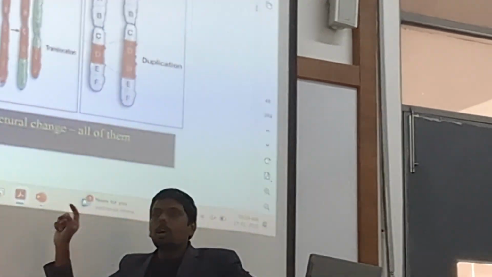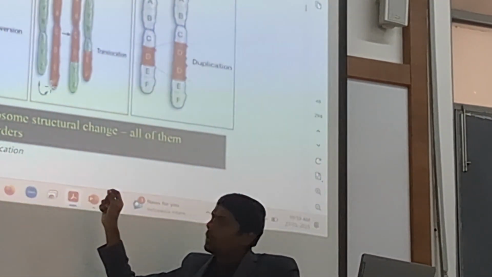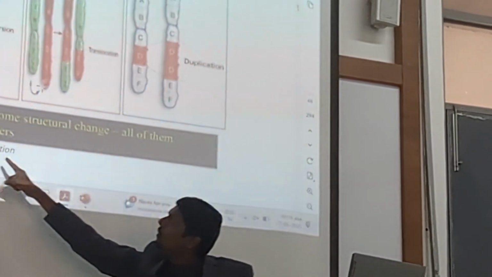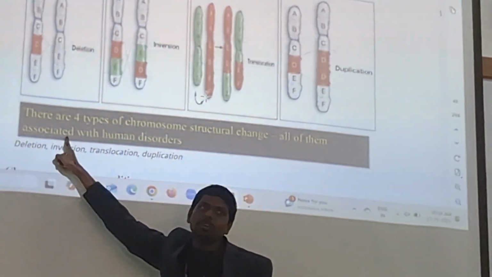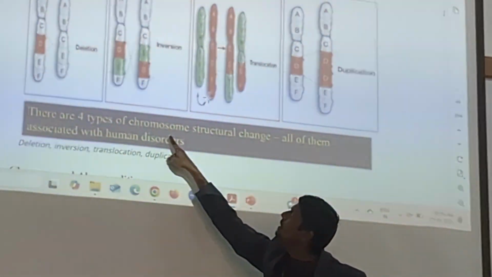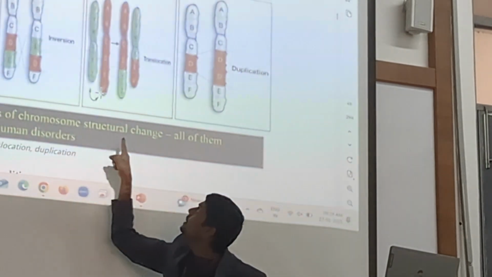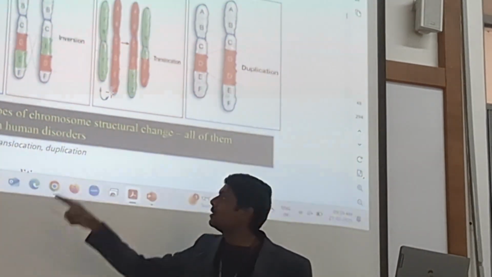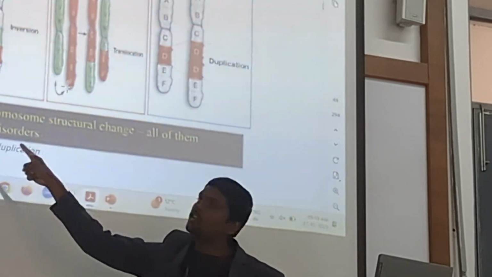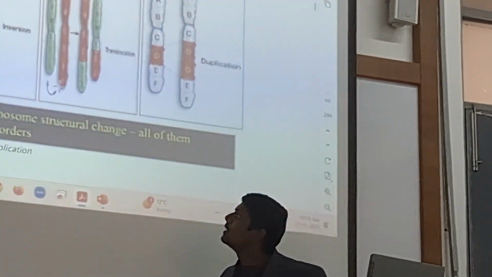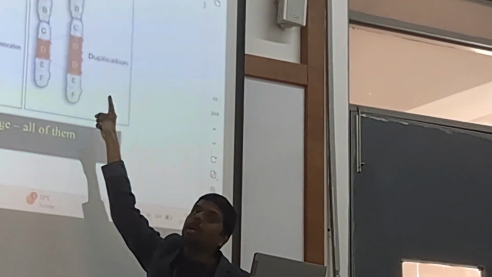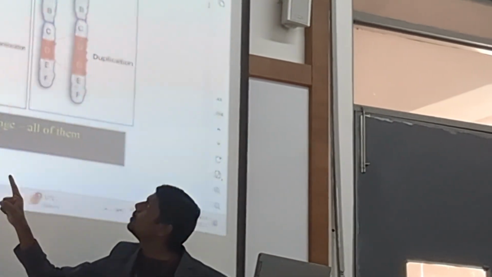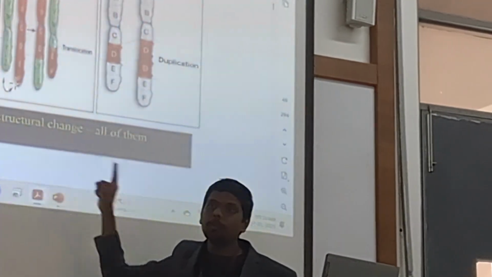So do one small work for me. By afternoon, give me examples of these four. What diseases do we see due to deletion? Examples for inversion, examples for translocation, examples for duplication. By afternoon, you should give me examples of these four problems. These are chromosomal structural abnormalities.